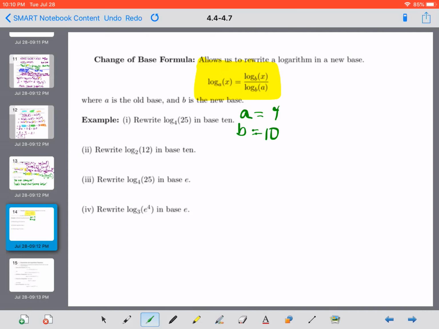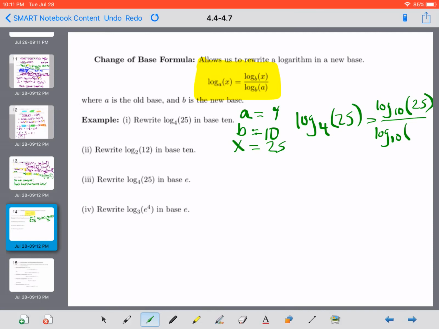So according to this formula, log base 4 of 25 is going to be equal to log with the new base, so log base 10, of whatever was originally on the inside. I guess I should have said my x is 25. So log base 10 of 25 divided by log base 10 of whatever a was. That's 4. Alright, well, whatever this is, it's now written in your new base. Let's try number 2.